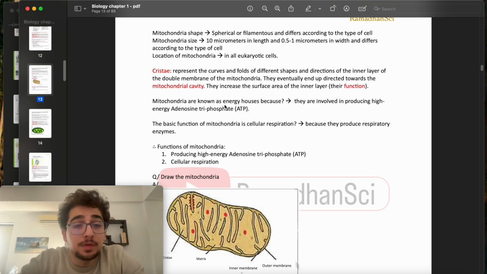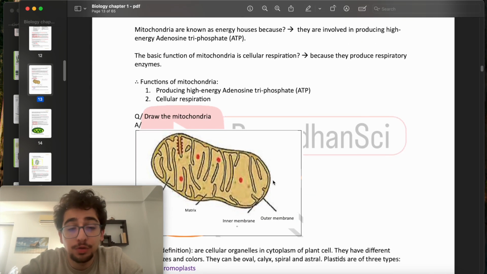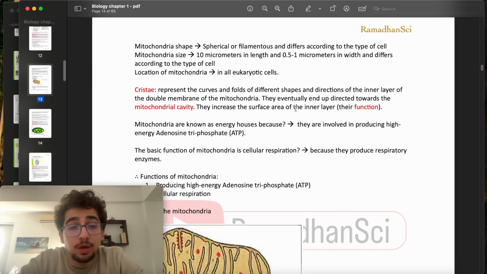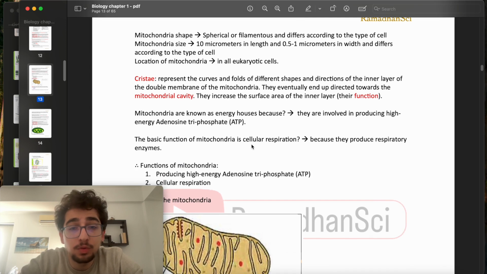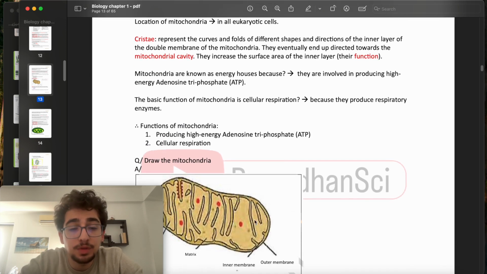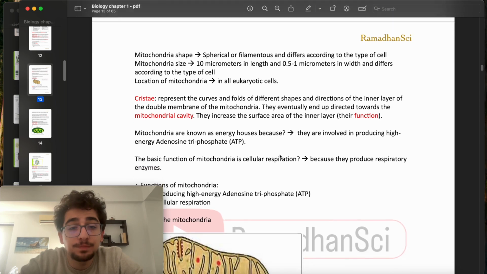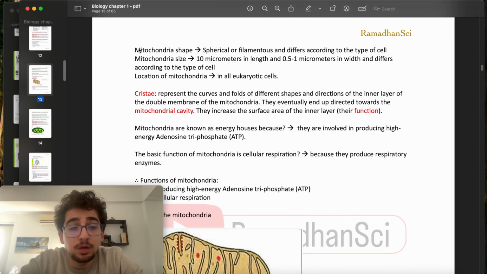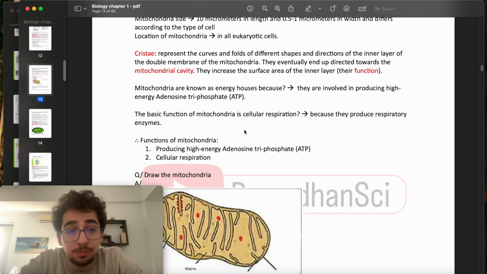Right. So, the mitochondria here, if they ask about the shape, it can be either spherical or filamentous, as you can see here, and differs according to the type of the cell. You'll just read this yourself. I just want to mention the most important things in my video.